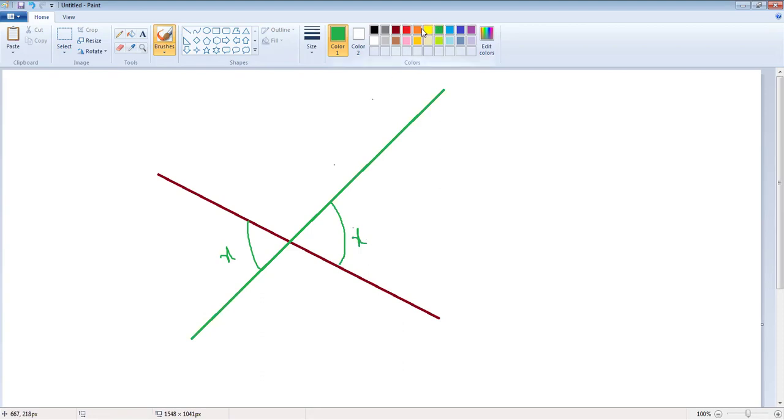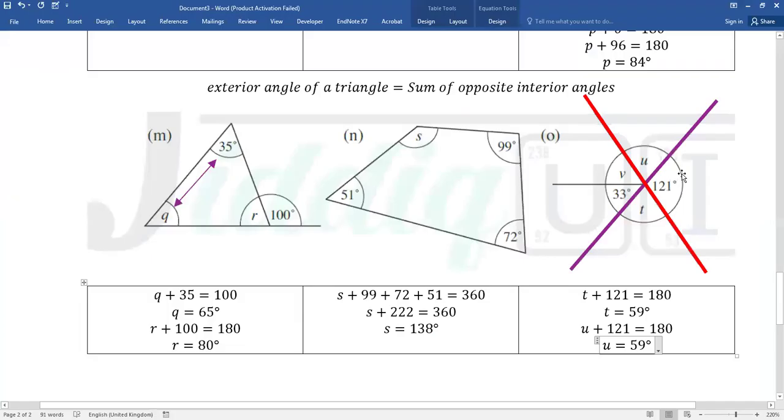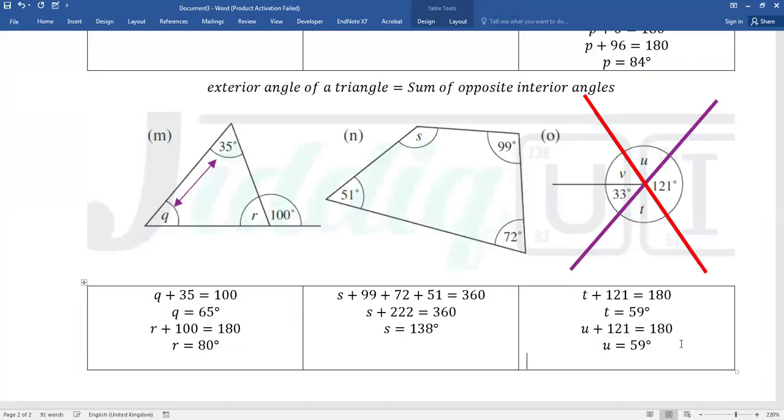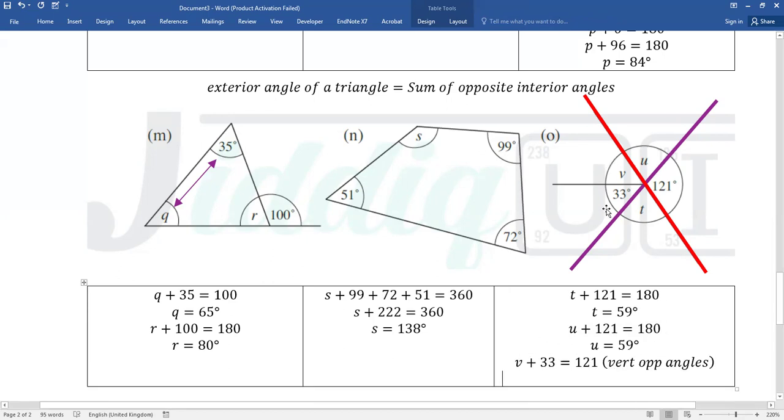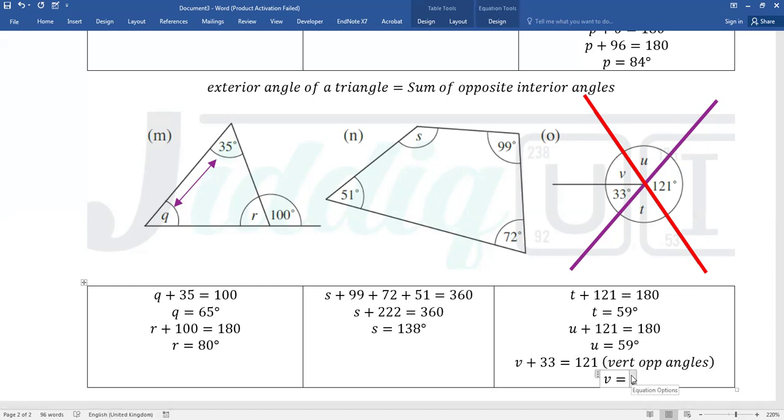Is this clear? Yes, sir. Similarly, this and this are also vertically opposite angles. So now looking at these two lines, can I say V plus 33 is 121 because they are vertically opposite angles? So V plus 33 is a complete angle and it must be equal to 121. So what is the value of V then? 78.